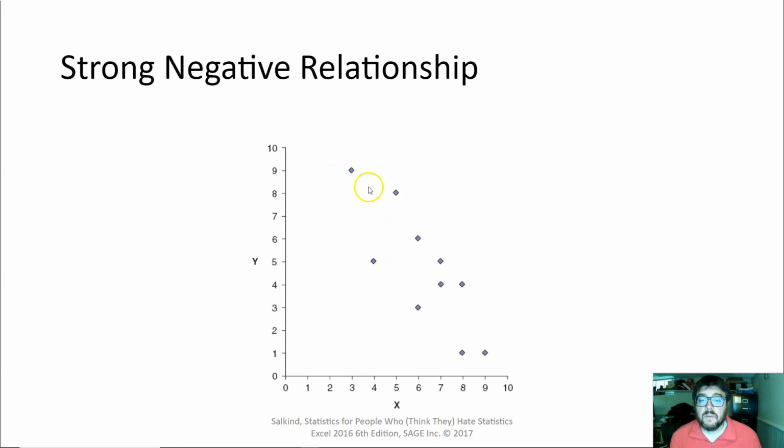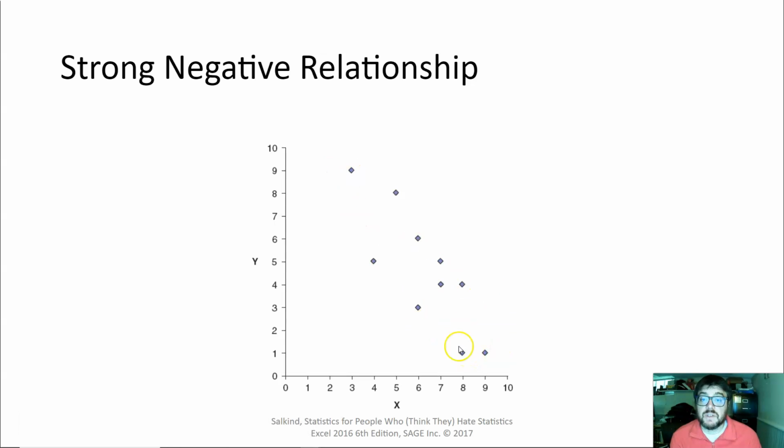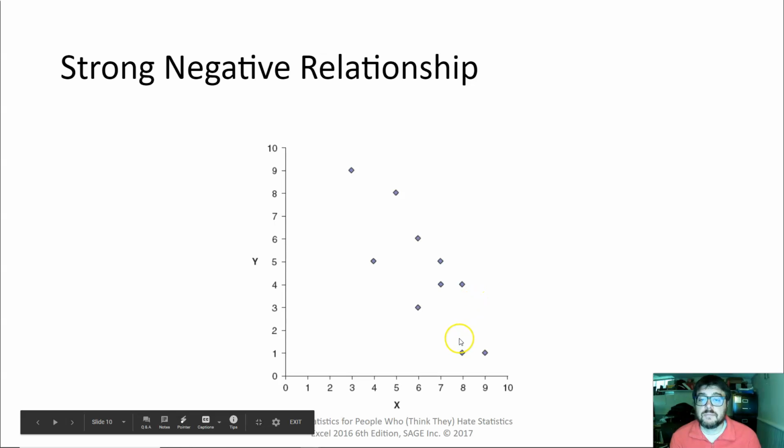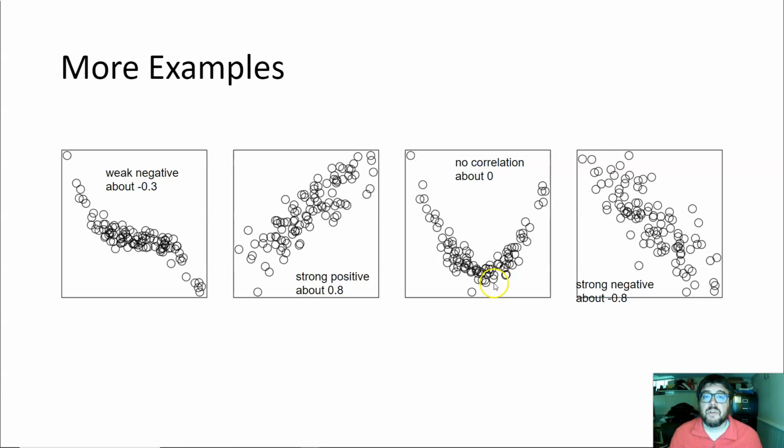Here we have a negative relationship. This correlation is probably around 0.9, so it's negative 0.9, right? It's declining. So its r squared would be about 0.8. So about 80% of the variation in y is explained by x and vice versa. I think that is the last slide. Nope, here's some more examples.